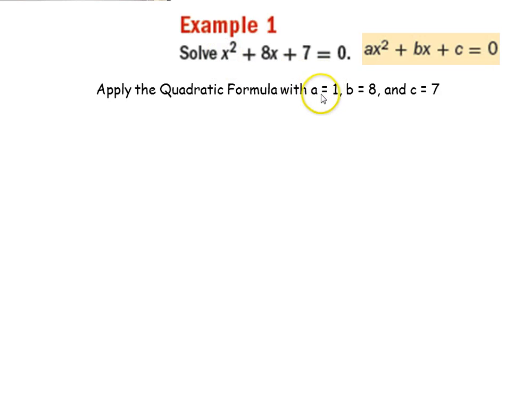So a is 1, that's where we get this a is 1 right here. B is 8 because 8 is the coefficient of the x, just as it is laid out in the standard form of a quadratic equation. And c is equal to 7 because we have the plus 7, plus c is right there, and it all equals 0. So it maps out very nicely here.